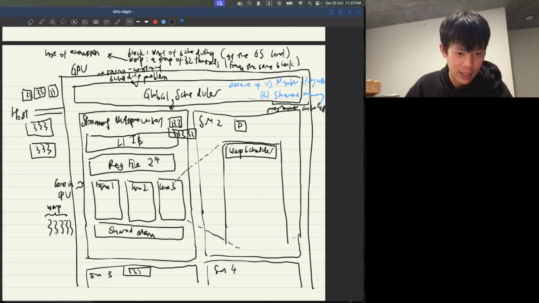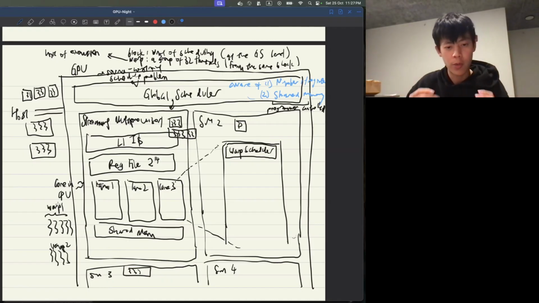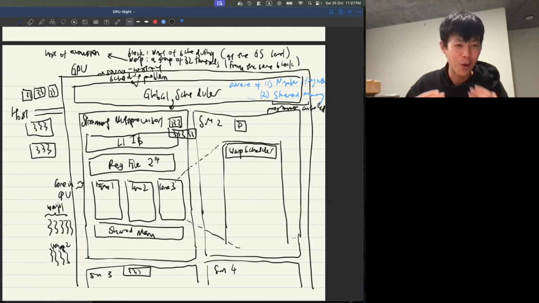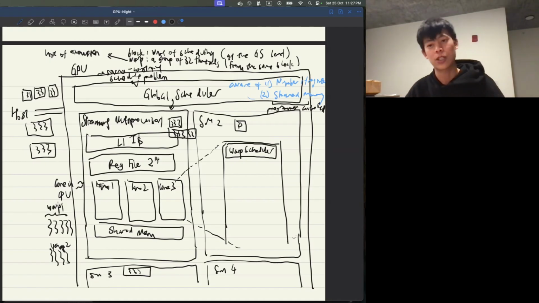Meanwhile, in the same block, there may be other warps. So let's say this is warp 2. The threads in warp 1 will execute in the same lockstep. The threads in warp 2 will execute in the same lockstep. But it is not guaranteed that threads in warp 1 and threads in warp 2 will execute at the same lockstep. Basically, the warp scheduler will swap warps in and out. So threads in warp 1 may progress faster than threads in warp 2 or vice versa. This is why warp is the unit of execution.